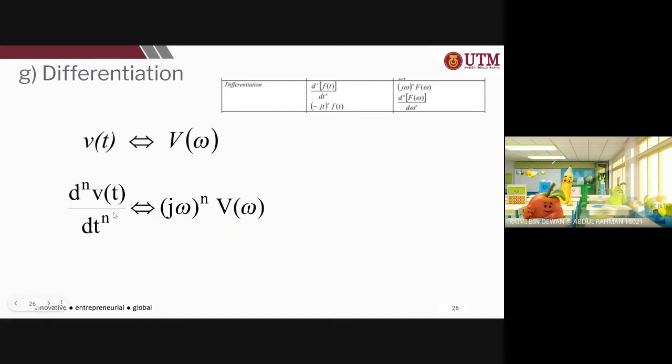When we do the differentiation in the time domain and want to find the frequency counterpart, it's actually just (jω)^n times V(ω). If it's second order, d squared v(t) over dt squared, it will become (jω) squared.